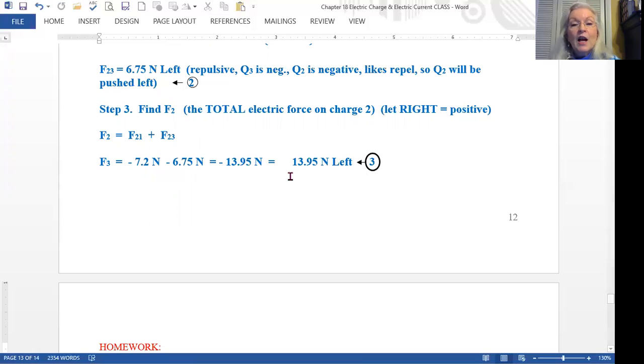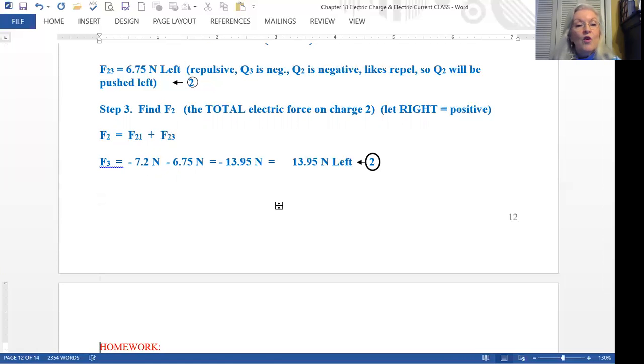Why left? Because we got a negative answer, and if we say right is positive, that means left is negative. So charge, oh, I'm sorry, that says a 3. My mistake, that should be a 2. So that means charge 2 is going to go left. It's attracted by charge 1 and repelled by charge 3, and that forces it left.